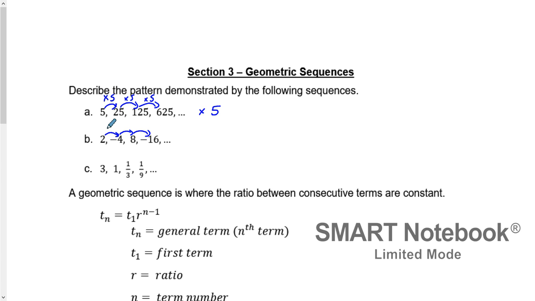In our next one, 2, -4, 8, -16, we're also multiplying by something. In this case, we're multiplying by -2. It might look very similar to one of the ones that we had done in our first section with the exact same numbers, but yeah, we're multiplying by -2.